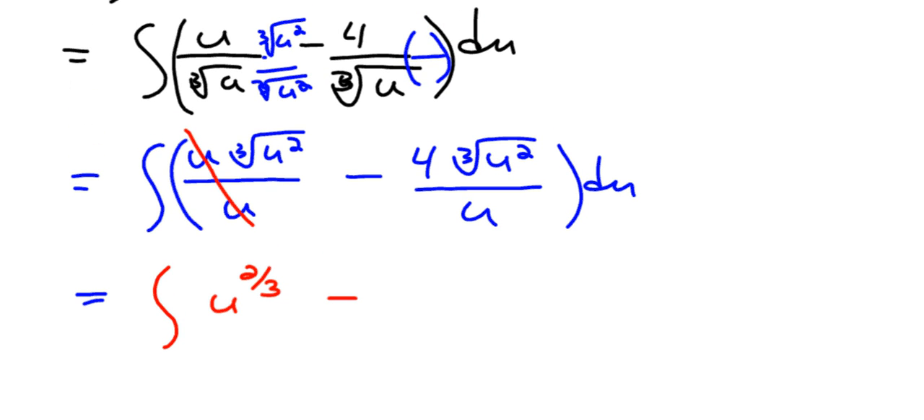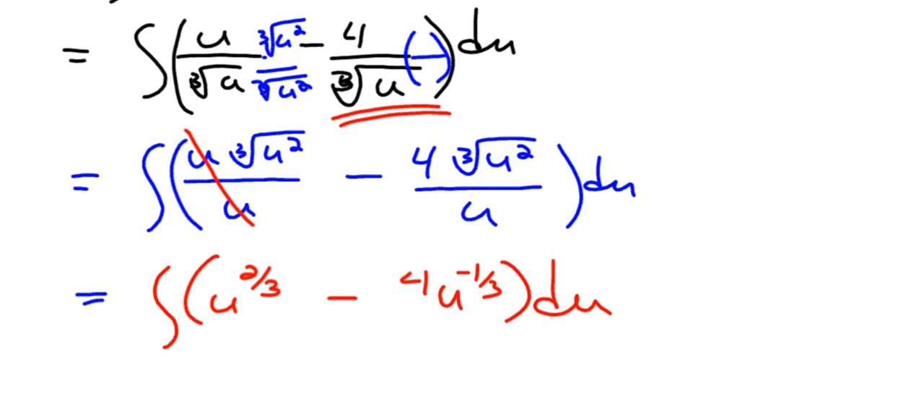So going back to my term back up here, I'm going to say it's 4, and then it's really over, and I'm going to put it in exponential form, u to the 1/3, and then I'm going to bring that up to the numerator and say it's 4u to the negative 1/3. Now, I have a situation that is much easier to integrate.